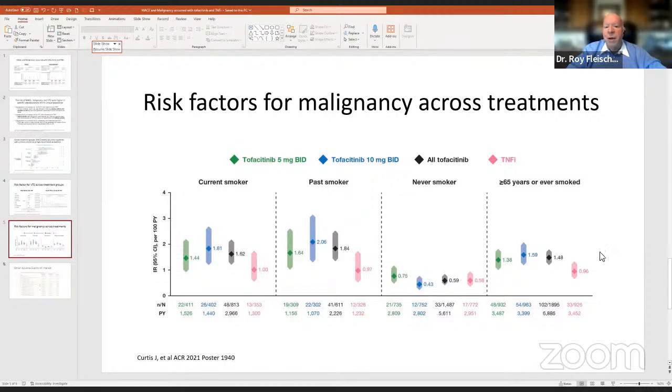And greater than 65 or ever smoked, you can see what those numbers are. So the key here is, if you've never been a smoker, you certainly have much lower risk. But there's still a risk with the TNF if you are, as well as with the JAK. And the next slide.